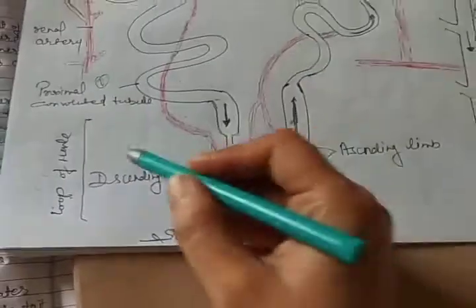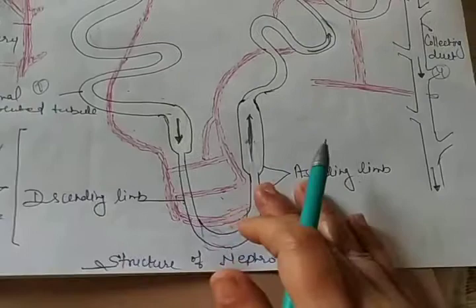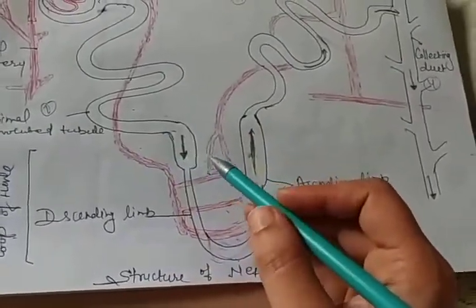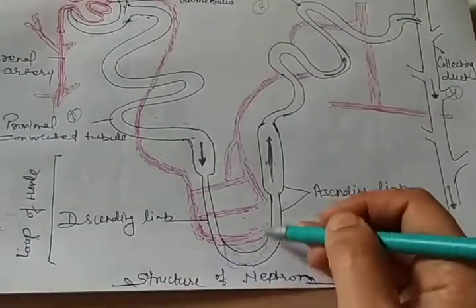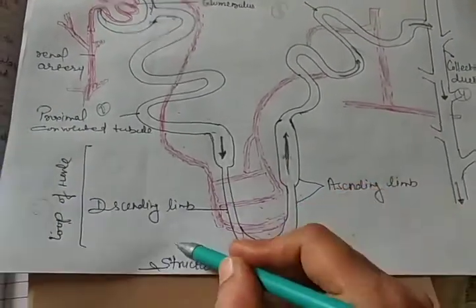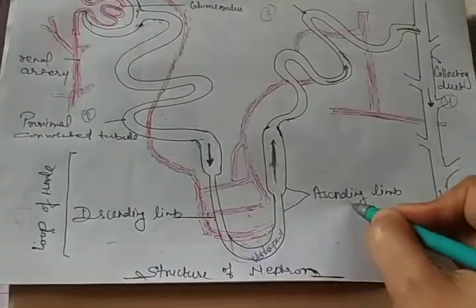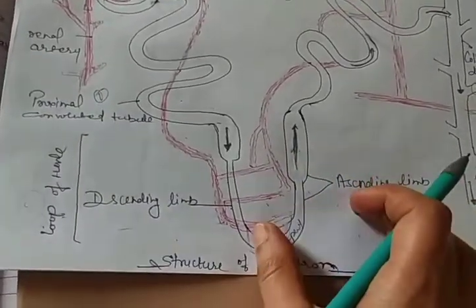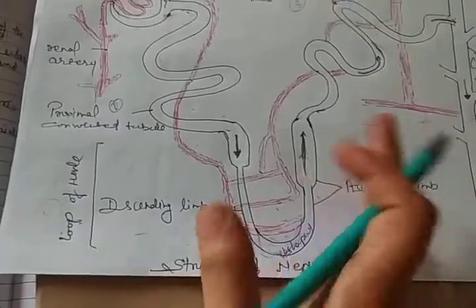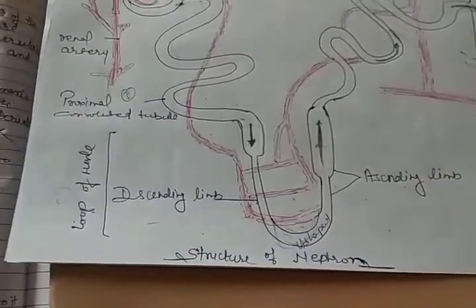Okay, next is the loop of Henle. The proximal convoluted tubule leads to the formation of a U-shaped loop called the loop of Henle. It has 3 parts: descending limb, U-shaped part, and ascending limb. It is the area in which urine becomes concentrated as water is reabsorbed. So urine becomes concentrated.